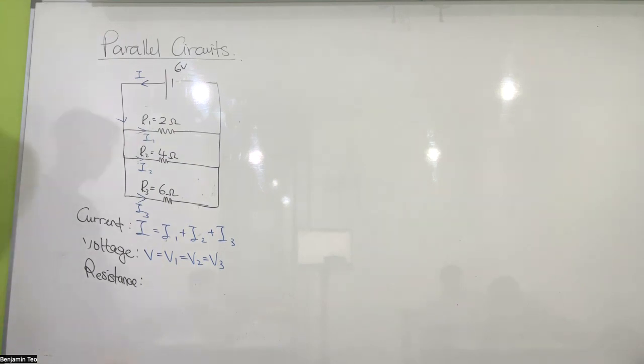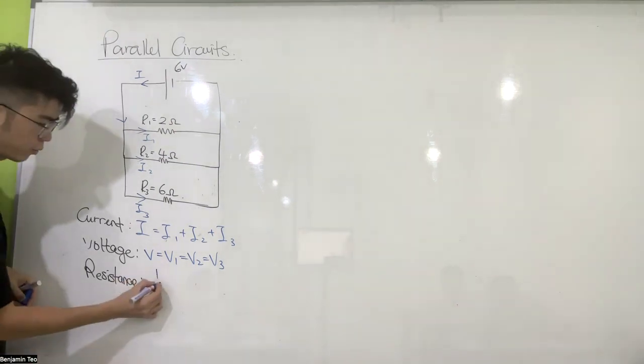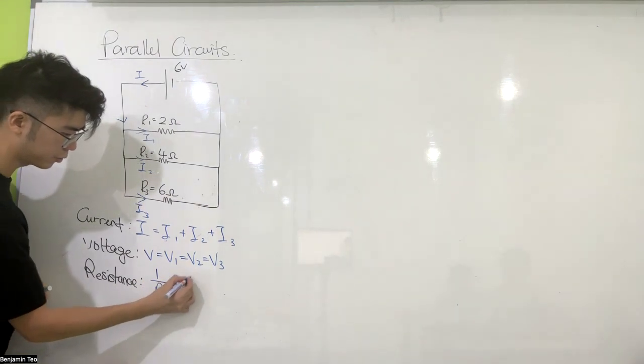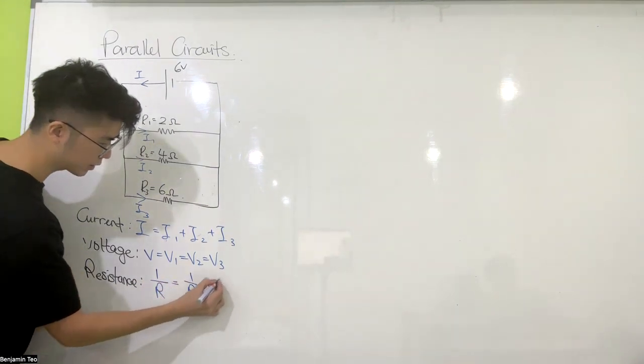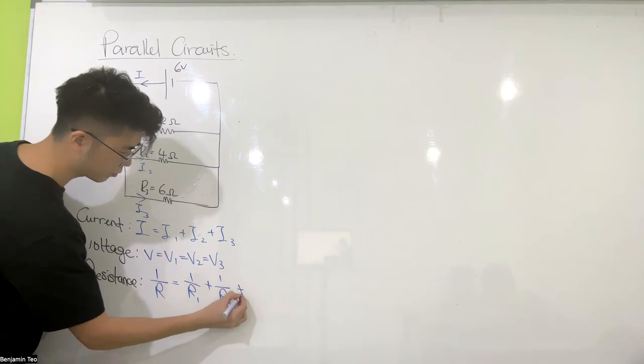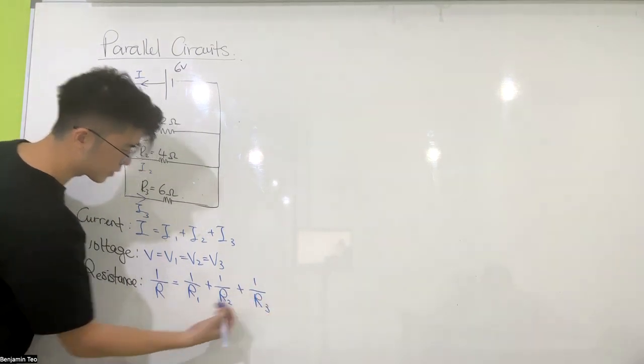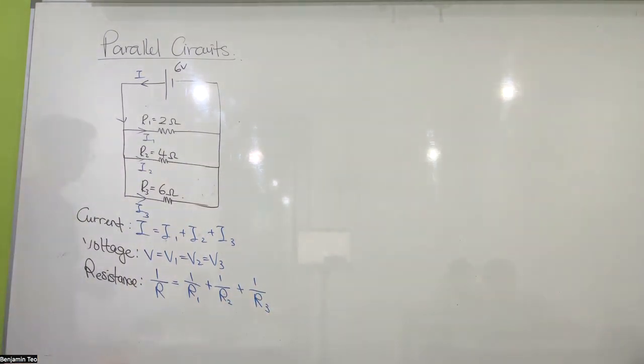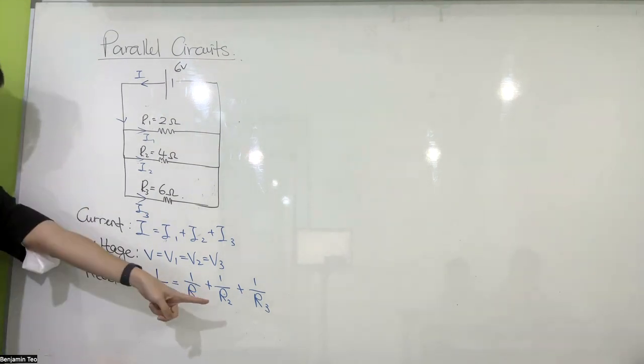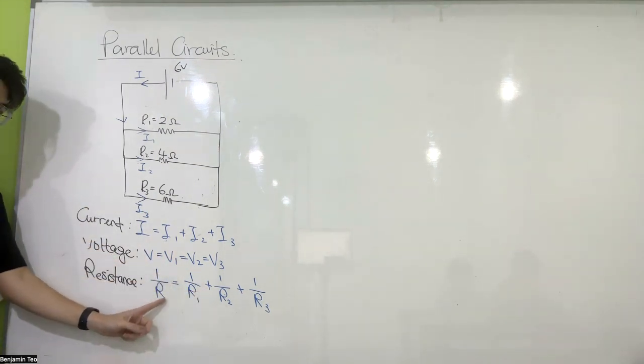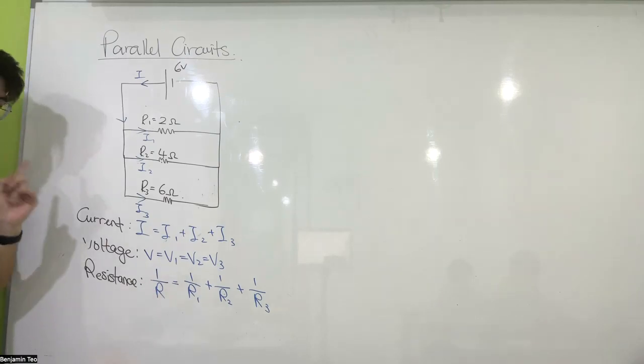Okay, resistance. I'm just going to throw you a formula: 1 over R equals 1 over R1 plus 1 over R2 plus 1 over R3. Instead of adding straight away, which you do in series, you don't do it here. In a parallel circuit, you do this: 1 over R.